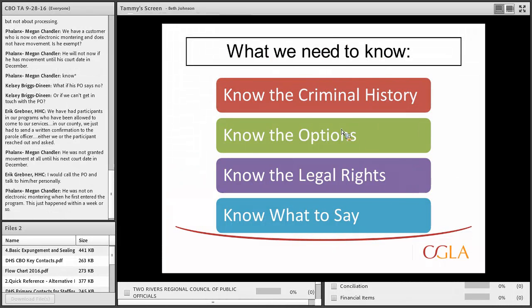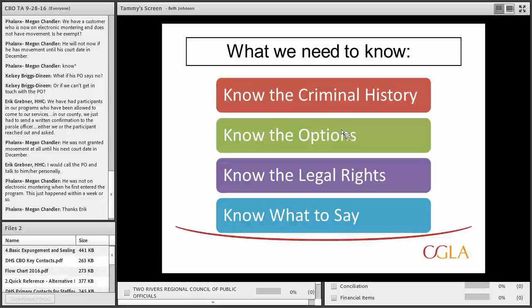Really, these are the goals of what we're talking about today: how to know what's on somebody's criminal history, how to know the options they have available for relief from their criminal record, knowing their legal rights, and knowing what to say. As you might already know, the majority of people don't qualify to expunge their records, so we're dealing with people who will still have publicly available records. So what do we say when we're applying for jobs and housing and education? These are the goals of what we're doing.